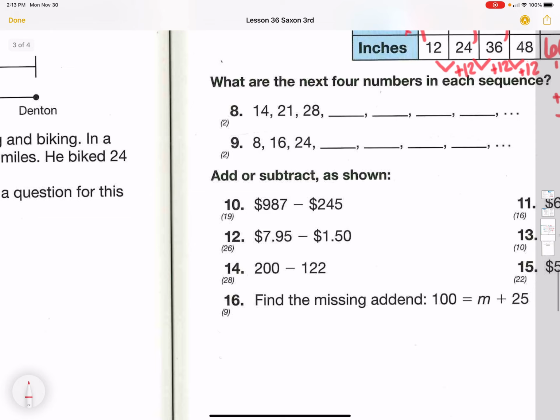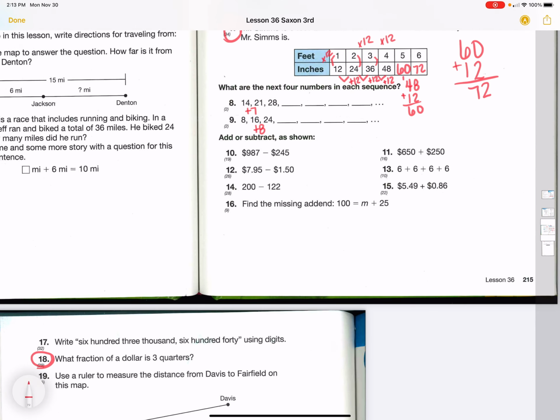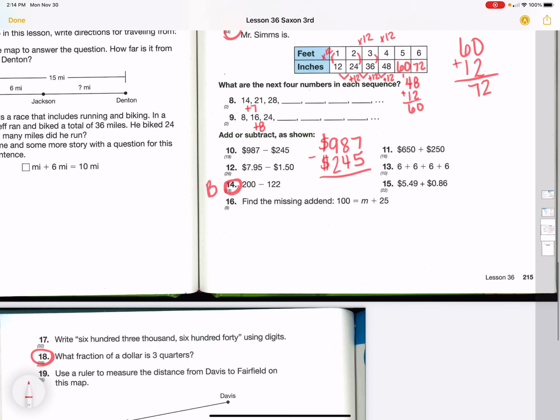Okay. I'll give you the rule on number 8. It's plus 7. The rule on number 9 is plus 8. I want you to show your work on 10 through 16 by stacking these numbers, just like this. 987 and 245. I don't want you doing it side to side. We haven't had very good results doing that this year, so make sure you stack it. You don't have to borrow. I will go through. Looks like you do have to borrow on number 14.